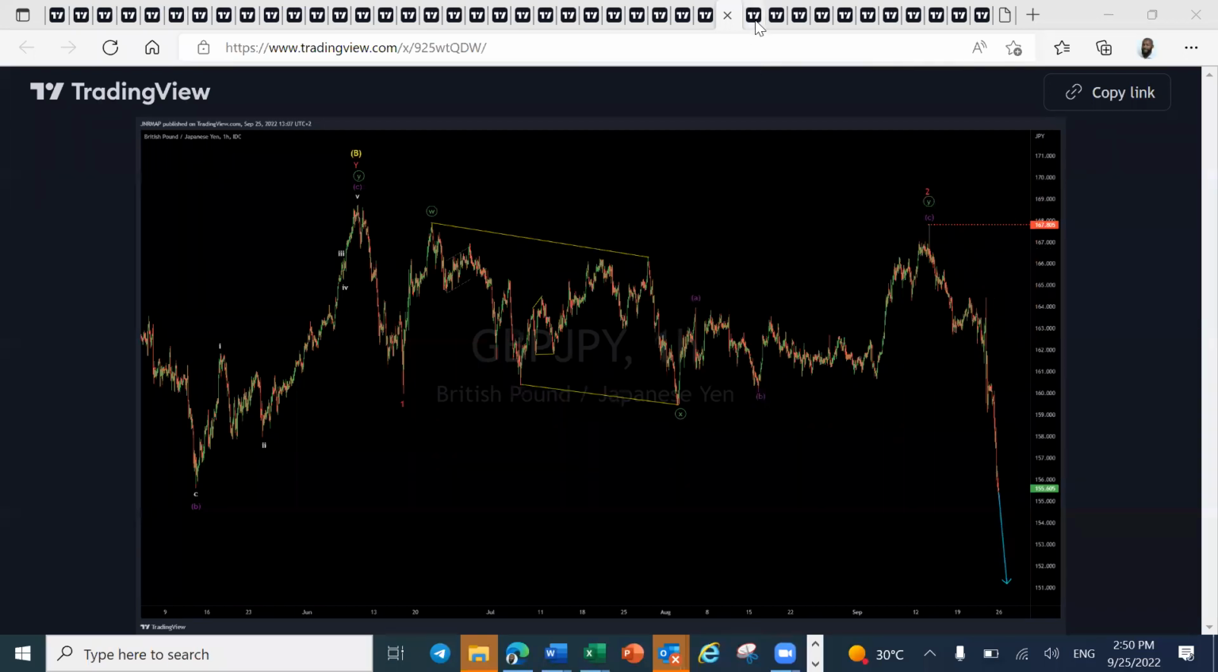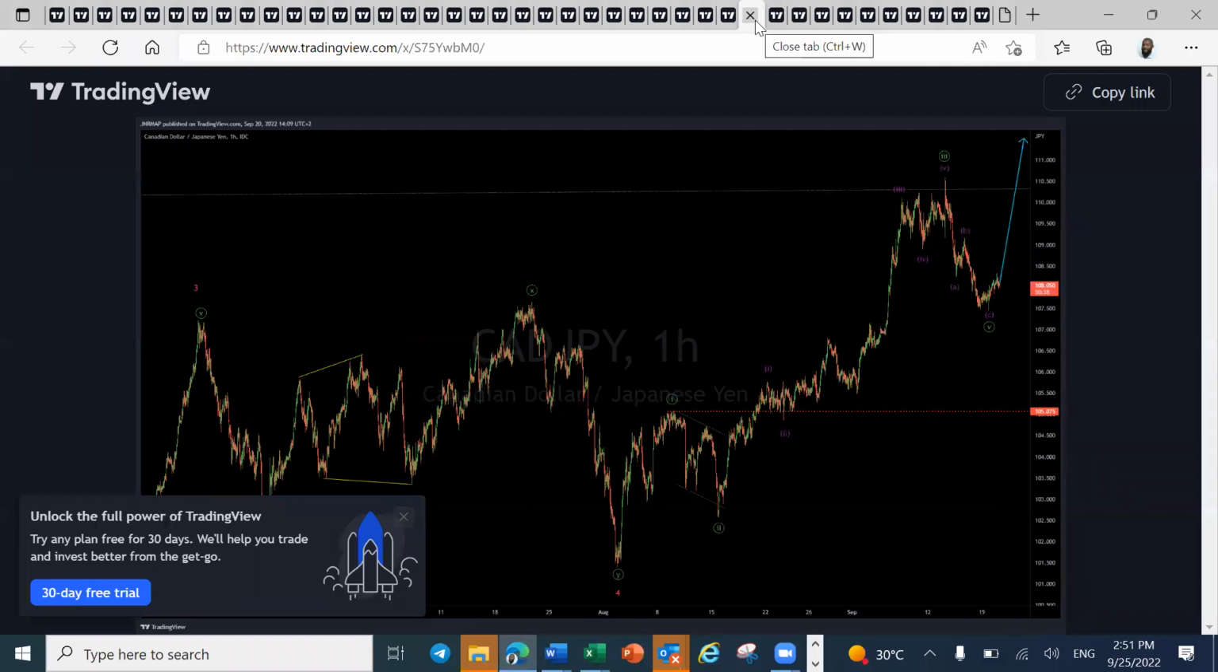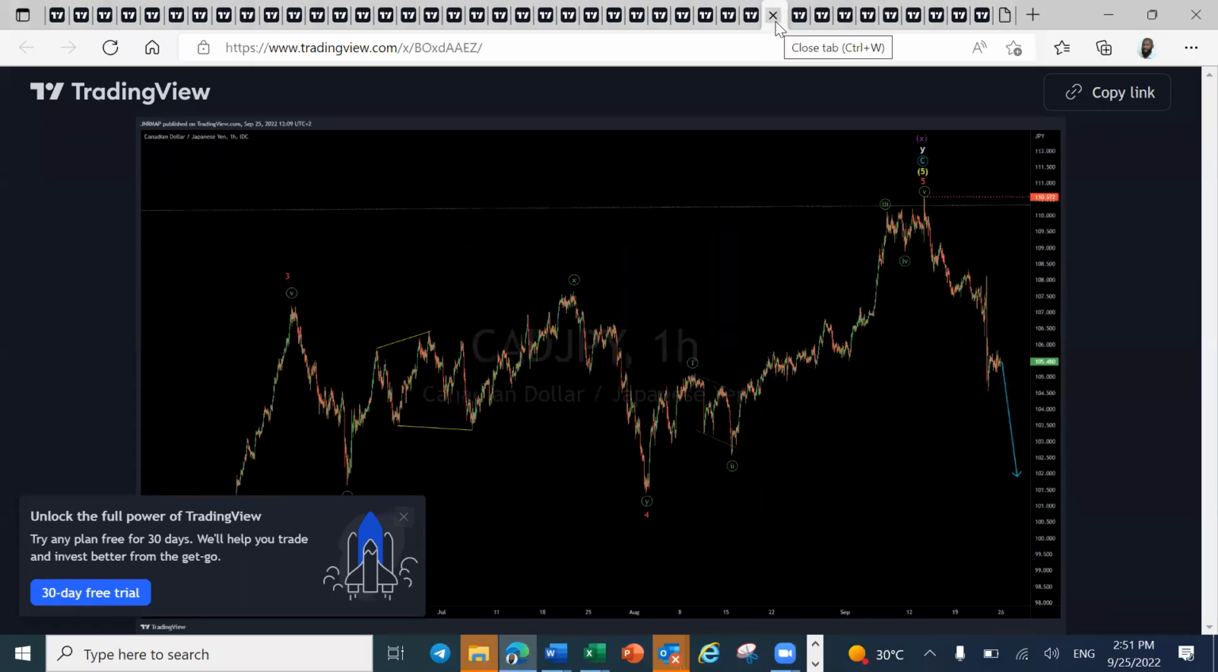Okay, so there was a pound yen and as well as CAD yen. CAD yen as well, we expected one more up before the drop. Okay, so we were looking for this one to give us the fifth wave here before the drop. So obviously we've got that wrong, and the CAD yen has now pushed to the downside.